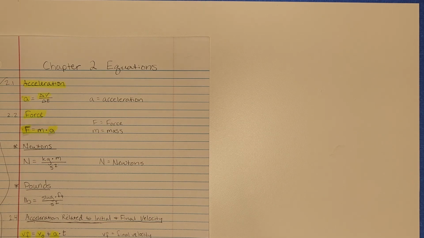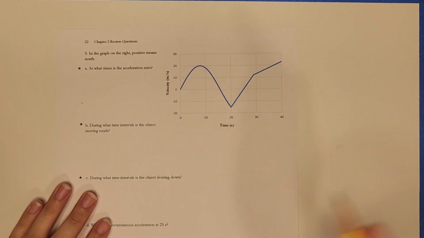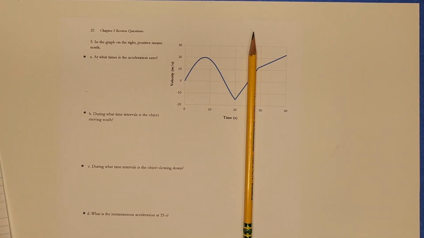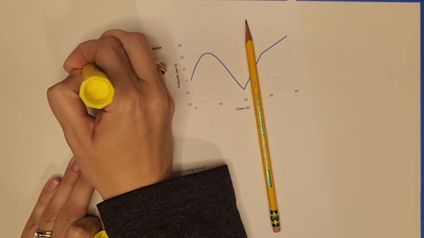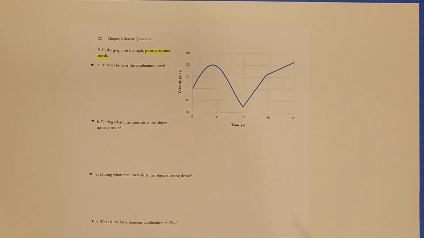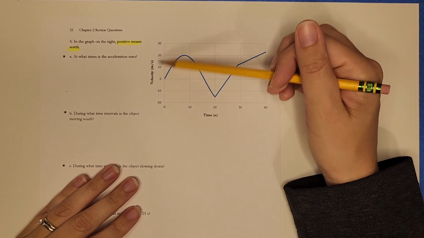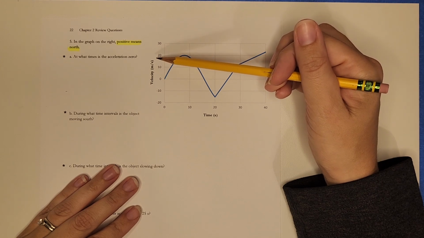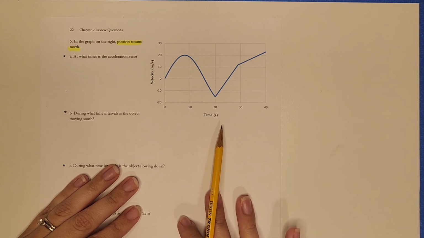Okay, so now for question 5. In the graph on the right, positive means north. Okay, so I'm going to highlight that because that is telling me something about the vector quantities. Positive means north. It asks me at what times is the acceleration 0. So let's look at what is being graphed here. We have velocity on the y-axis and time on the x-axis.